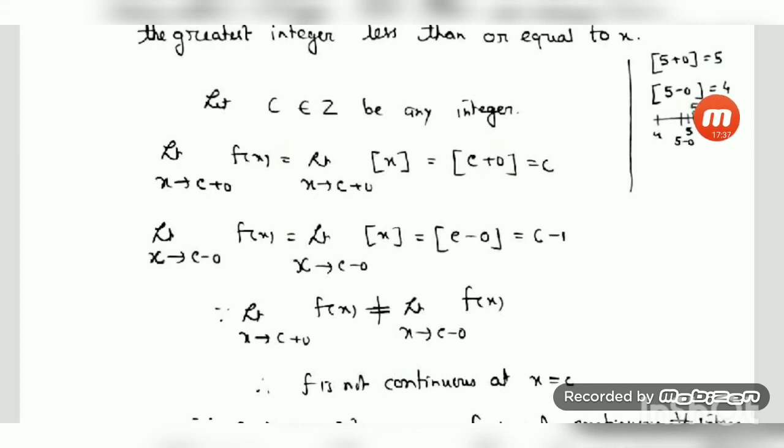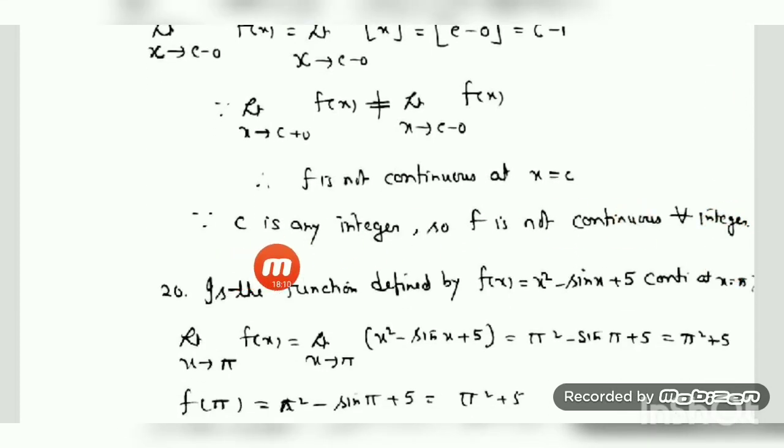I have given the example here. 5 minus 0, you see in the diagram, is a point which is slightly less than 5 and which lies between 4 and 5. So your answer is 4. Similarly, C minus 0 lies between C minus 1 and C, and C plus 0 lies between C and C plus 1. So this is C, the smaller one, and this is C minus 1. Hope you understand it. So the limit values are not equal, therefore f is not continuous at the point x equal to C. And C is any integer we have considered. Since it is not continuous at that particular integer, it is not continuous at any integral point, so it is not continuous for all integers.